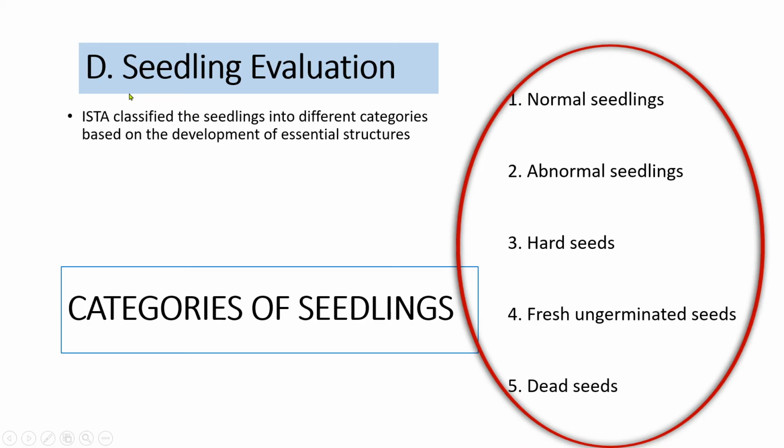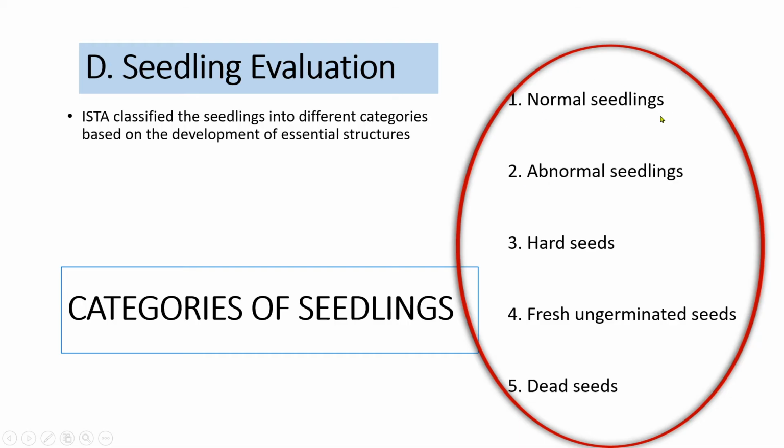And the next thing is seed evaluation. After the germinating apparatus, we have seed evaluation. According to ISTA, there are categories of seedlings which can be distinguished right after the germination test. What types of seedlings result from the germination test? We can classify them based on health, level of vigor and viability.